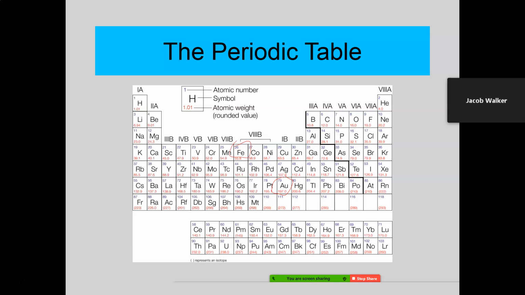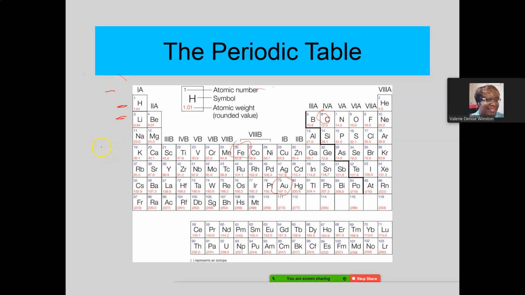Now, the first one was carbon. Which period is carbon in? Periods are your rows. It's in 2. You're absolutely right. There's row 1. Here's row 2, and that's where carbon lives, right there in row 2.